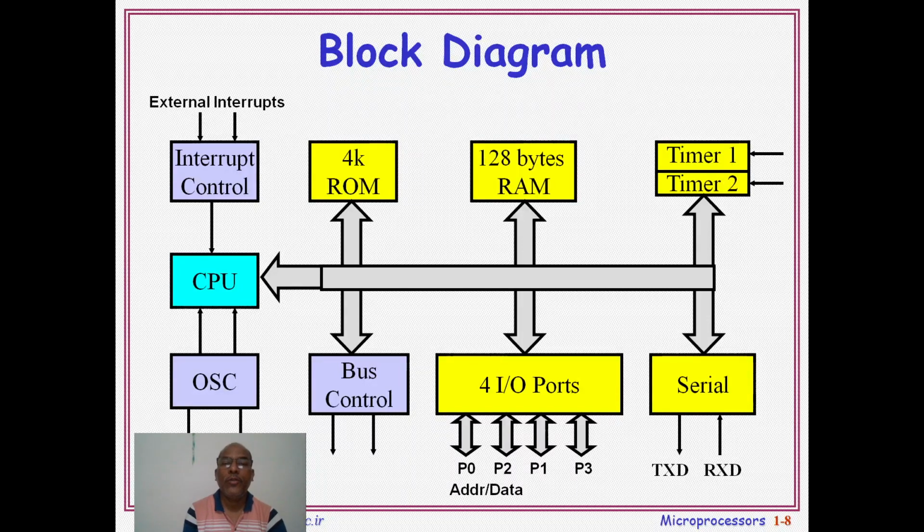Hello friends, today we'll discuss the block diagram of 8051. Which are the different blocks of 8051? Let's see: interrupt control, ROM, RAM, timer 1, timer 2, the CPU, oscillator, bus control, 4 IO ports P0, P1, P2 and P3. Similarly, serial control, for transmission as well as for receiver.